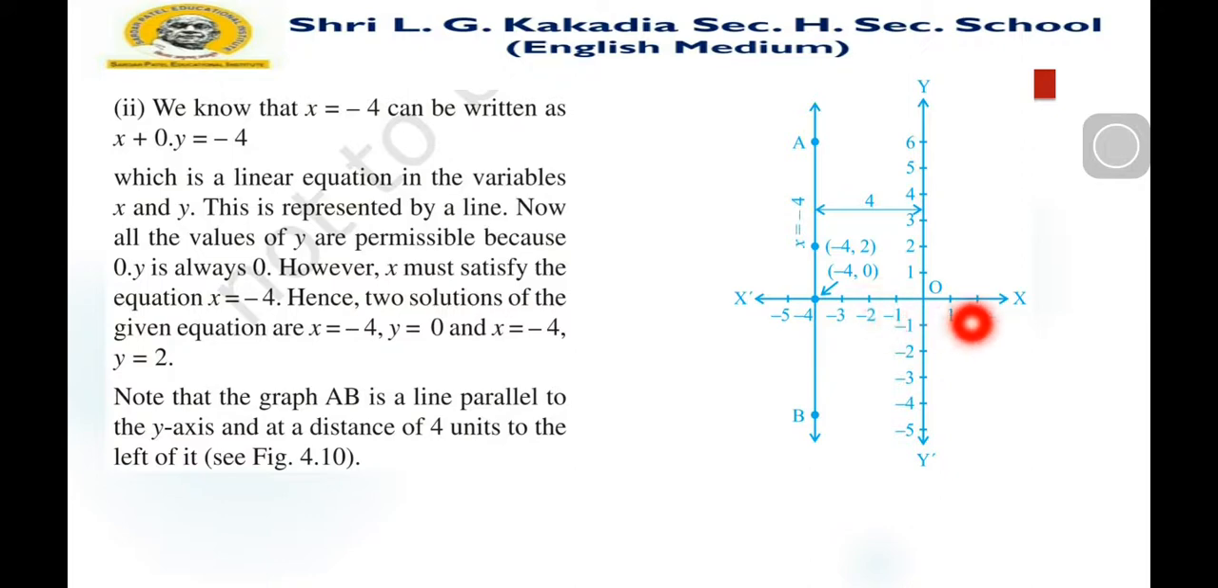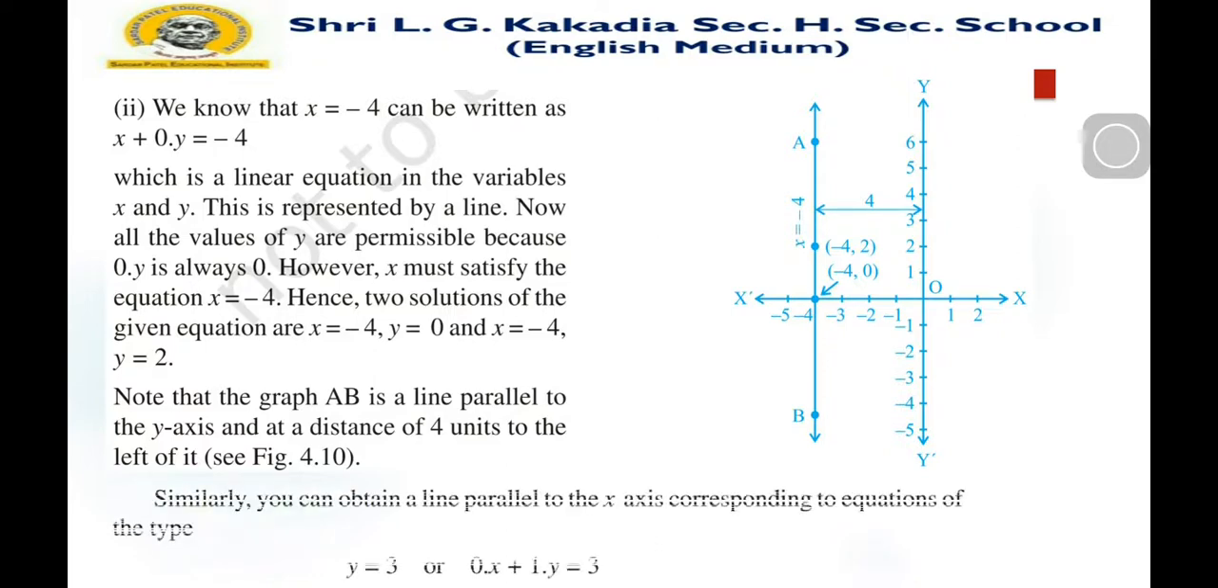As you can see here, we just take 2 points to draw the line: (minus 4, 0) and (minus 4, 2). So we get a line parallel to the y axis. In this way you can draw such graphs parallel to the x axis or y axis alternatively.